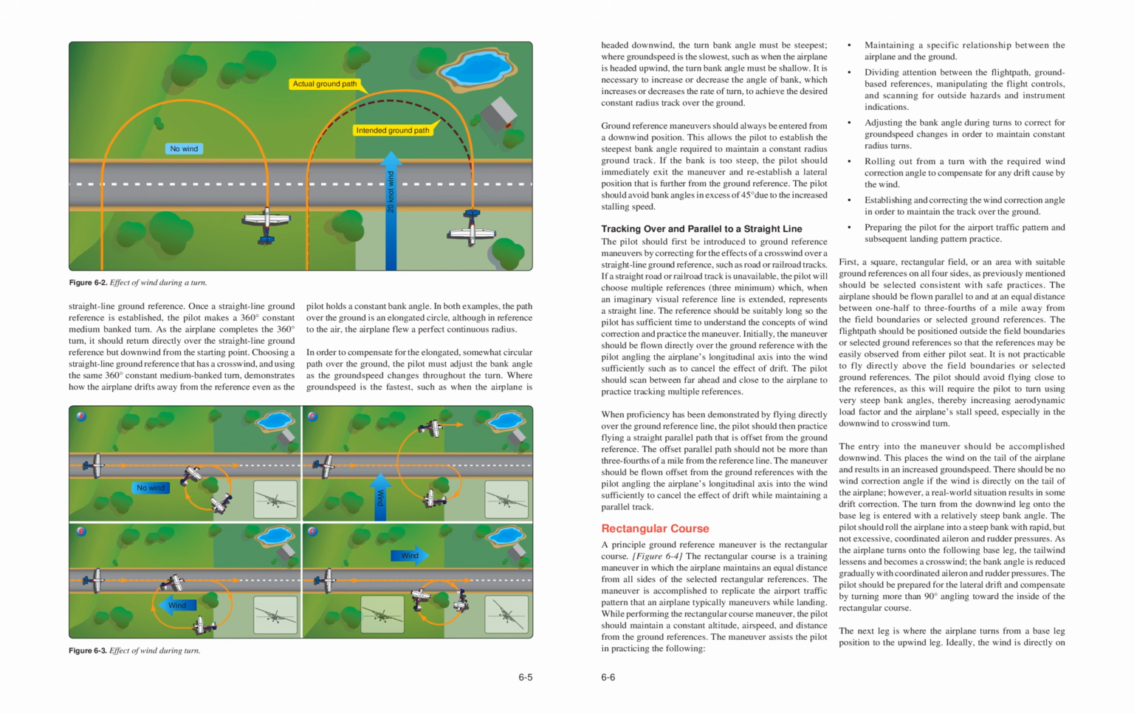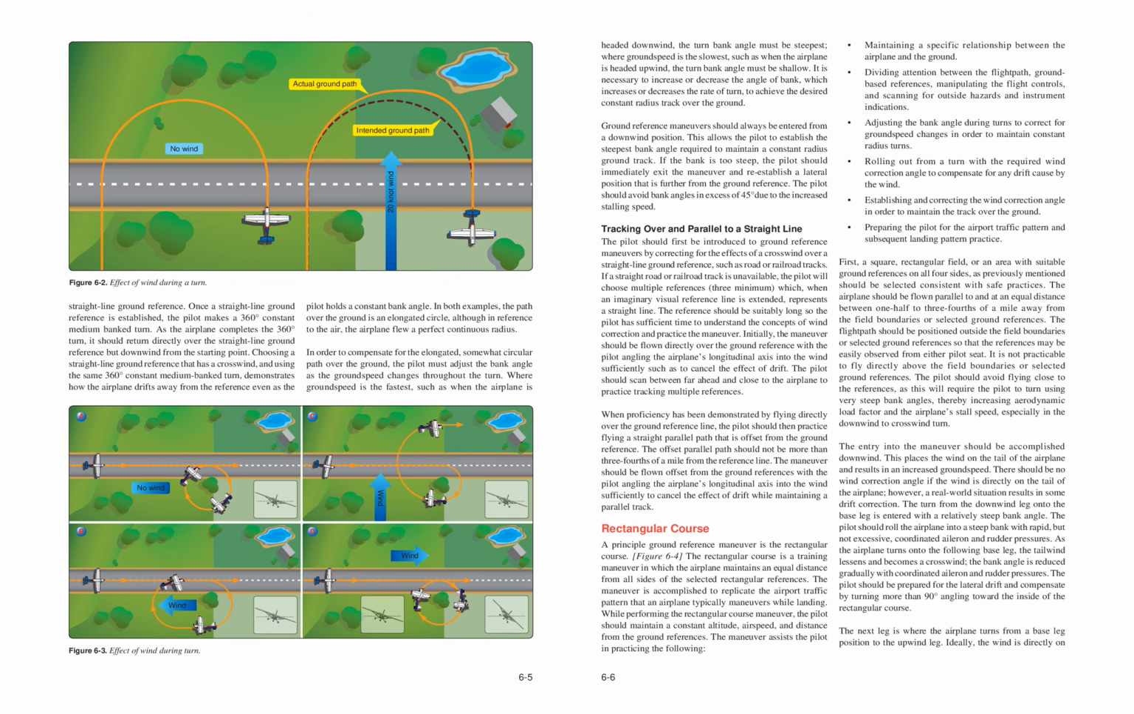Tracking over and parallel to a straight line: the pilot should first be introduced to ground reference maneuvers by correcting for the effects of a crosswind over a straight line ground reference, such as a road or railroad tracks. If a straight road or railroad track is unavailable, the pilot will choose multiple references, 3 minimum, which, when an imaginary visual reference line is extended, represents a straight line. The reference should be suitably long so the pilot has sufficient time to understand the concepts of wind correction and practice the maneuver. Initially, the maneuver should be flown directly over the ground reference with the pilot angling the airplane's longitudinal axis into the wind sufficiently such as to cancel the effect of drift.